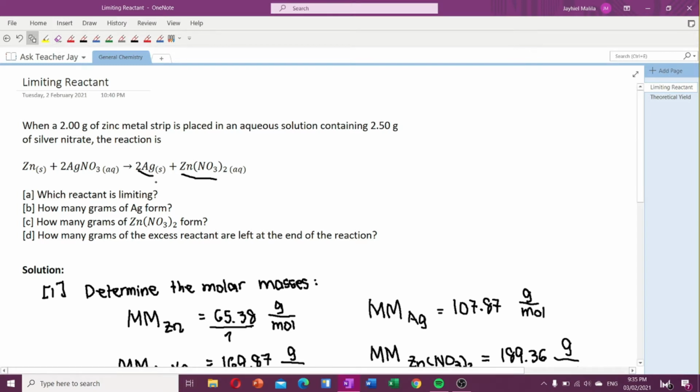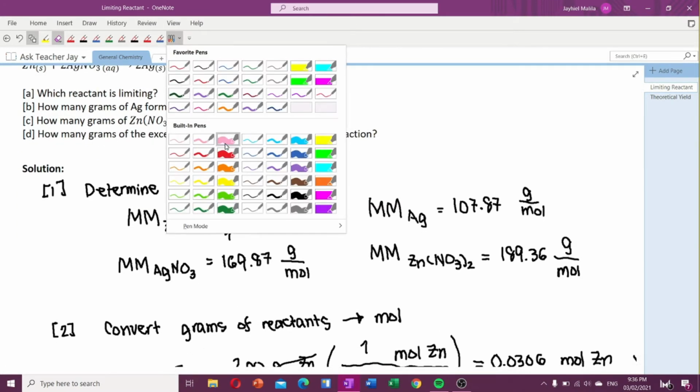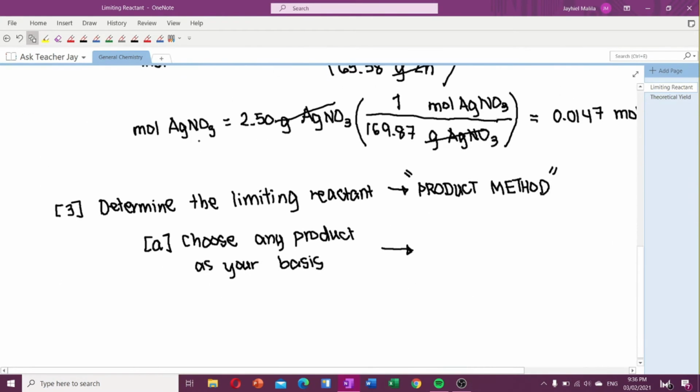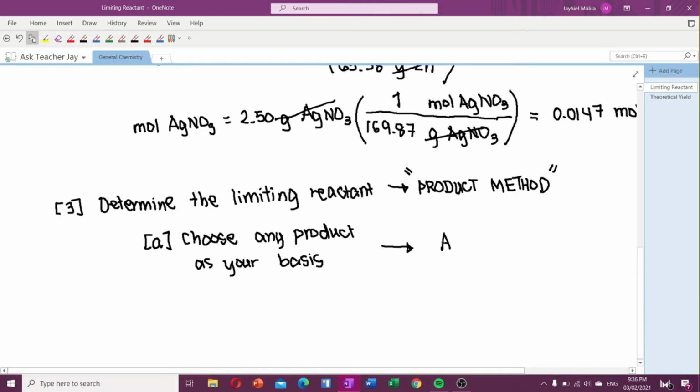So usually I choose the compound or the element which is the simpler one, because I don't want to have a difficulty in the conversion of molar masses and other stuff. So I just use Ag, the silver. But either way, if you choose silver or you choose zinc nitrate, you will still get the same answer. So I still choose Ag for this one. You can choose zinc nitrate if you want to explore another route, or another way.